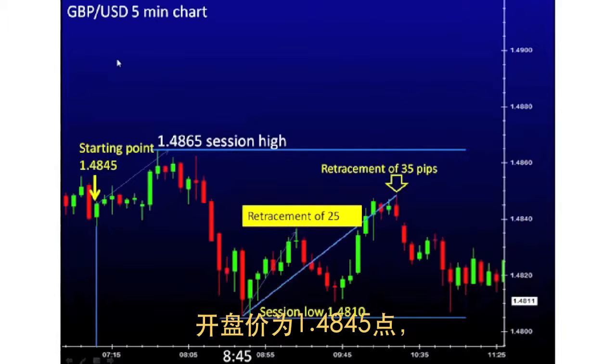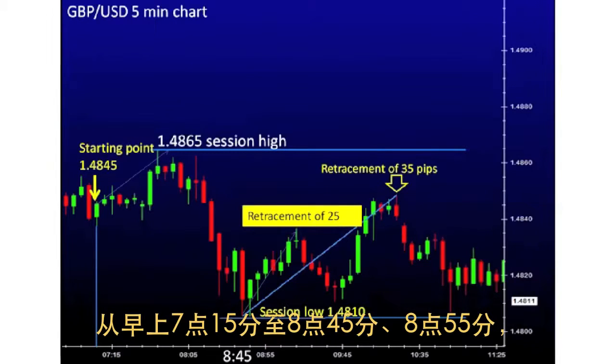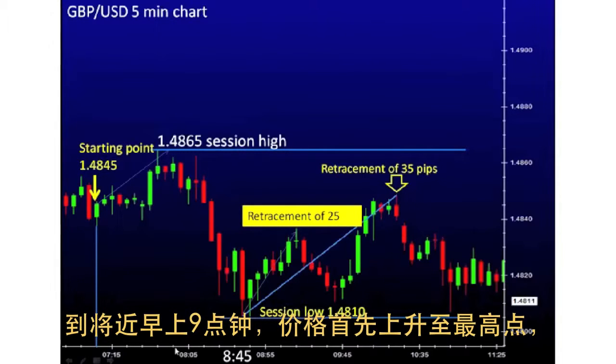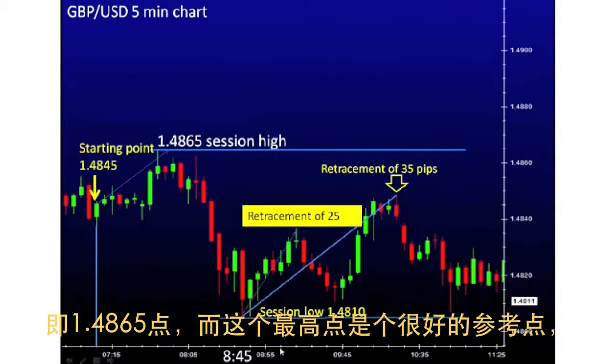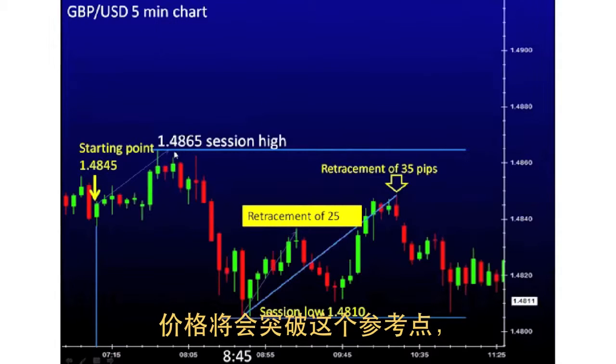Here we have the British pound US dollar, 5-minute chart. Starting price, 148.45. Now take a look at the time on the bottom of the screen, 7:15 in the morning, all the way to 8:45, 8:55, and approximately 9 o'clock right about here. At the beginning of the trading session, the price moves higher from 148.45 to the highest level of 148.65.